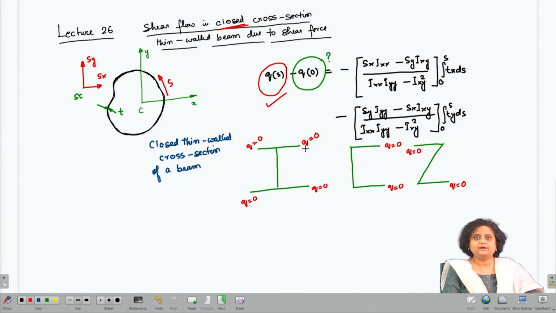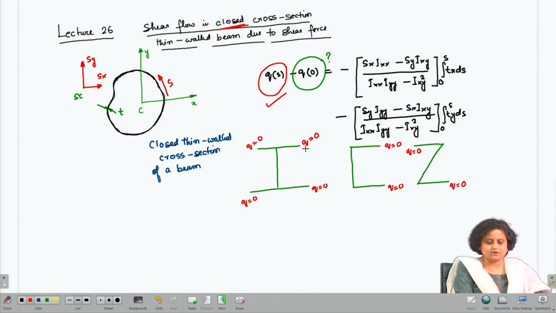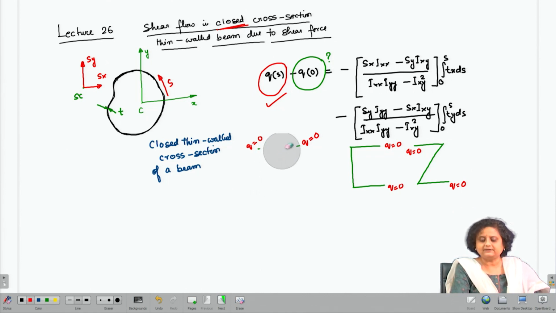But if you see a closed cross section beam, there would be no such point on the free surface of the beam, and therefore, we will not have a starting point where the shear flow is 0 from which we can calculate the shear flow in the remaining portion of the beam. So, now comes the question of how we are going to handle the shear flow in a closed cross section beam.